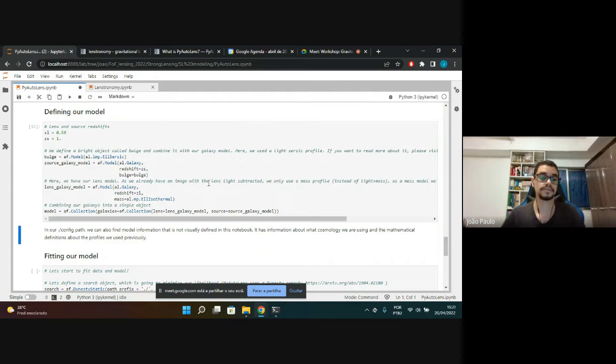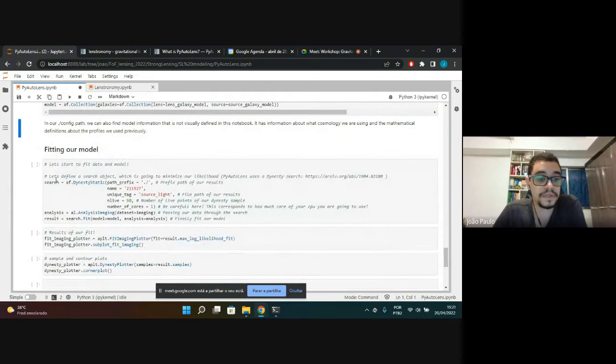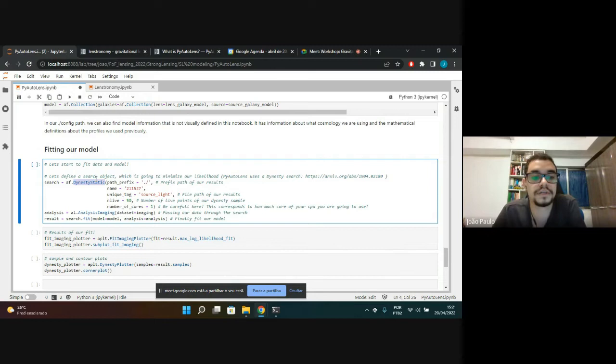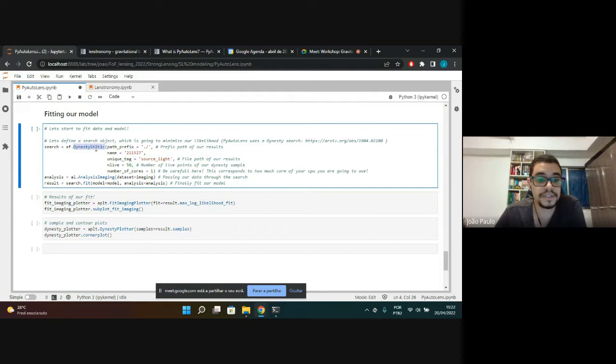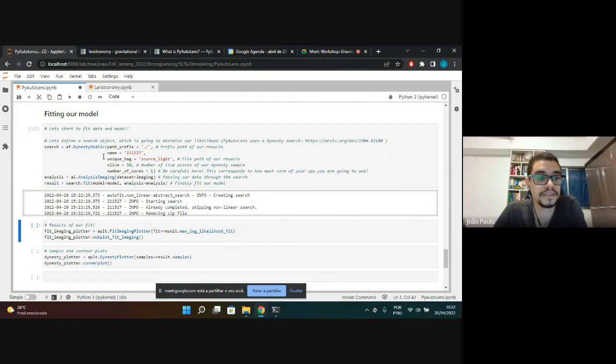Here we are going to fit our model. So we set the method that we are going to use to fit. It's called Dynesty, a little bit of an improvement on the MCMC that we already know. Here we define the output path, the name, a tag that you want, a parameter for this kind of search, and the number of cores that you can use on your notebook or laptop. So here we have an object that has information about the data set and the model. Okay, so let's apply this fit. The program will start to read a previous result.